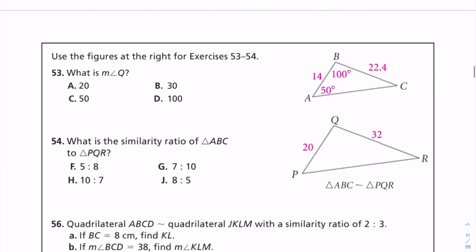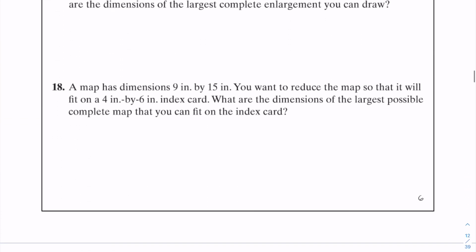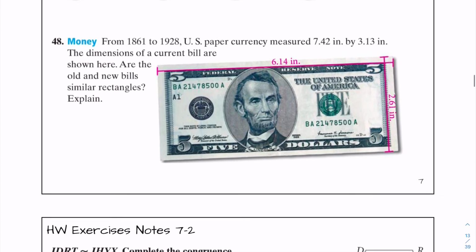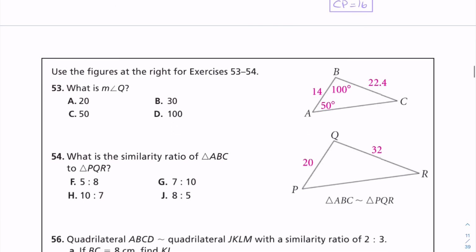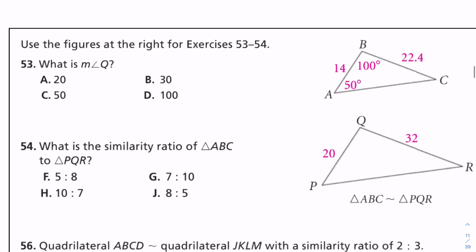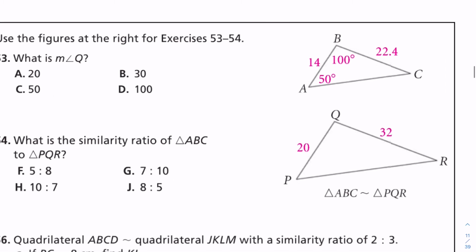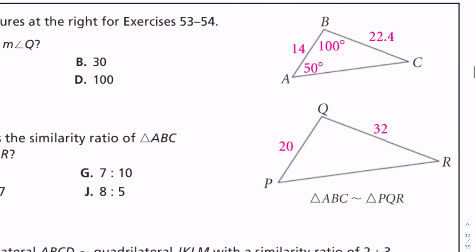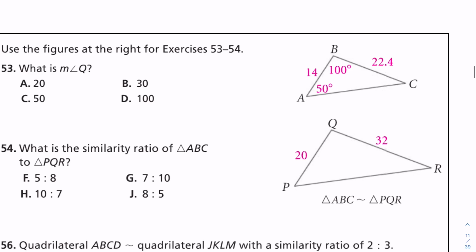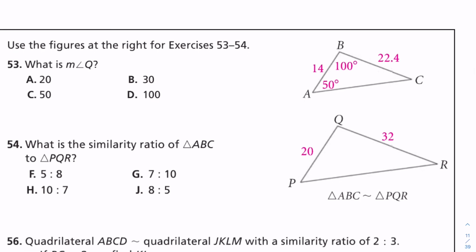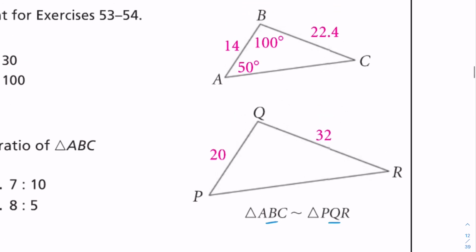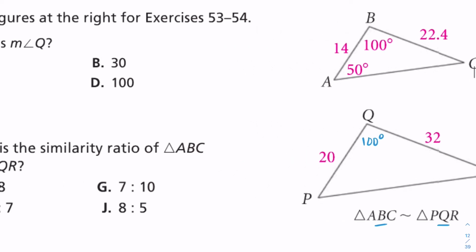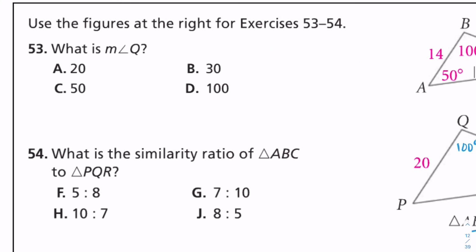All right. Here we got a couple more problems. Yep, we'll do all of these and then we'll stop at the notes and we'll do those in class. So use the figure at the right to find the measure of all of these items. The first thing it wants to know, what is the measure of angle Q? Well, Q is similar to B. So B is 100, making Q 100. So the measure of angle Q is 100 degrees.